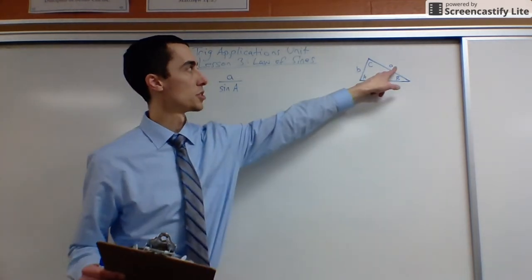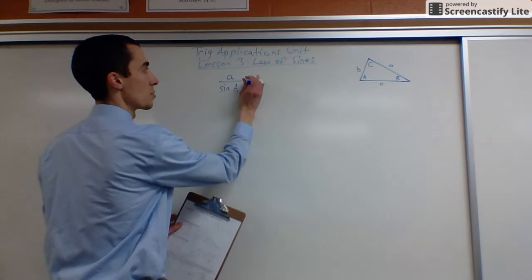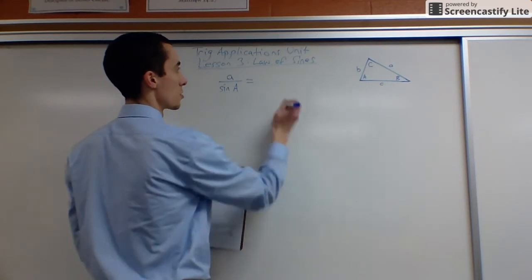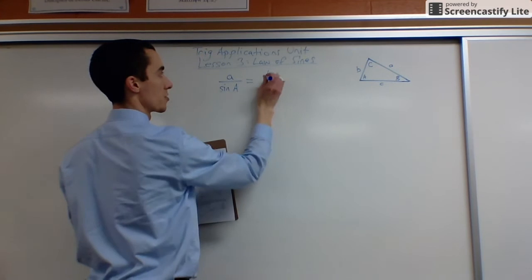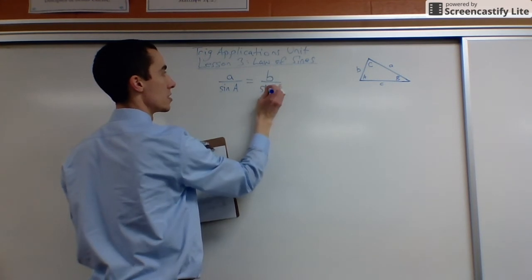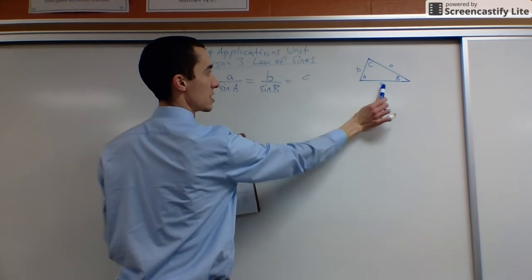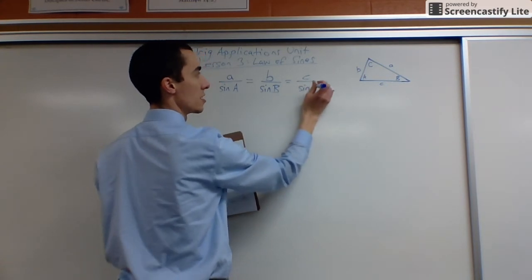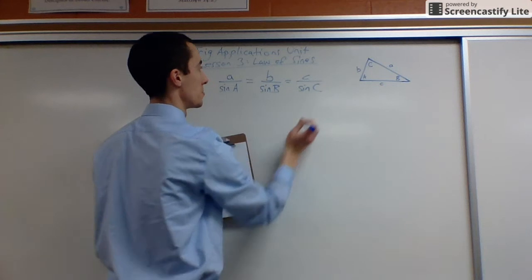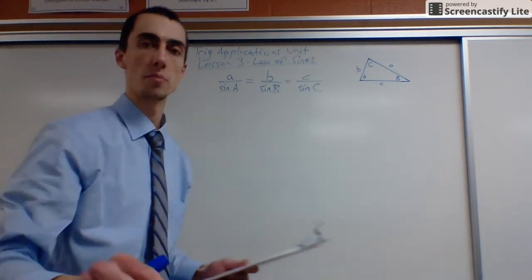So the ratio of this side to the sine of this angle is equal to the ratio of this side to the sine of the angle across from it. It's also equal to the ratio of side C to the sine of the angle across from it. So you can use this fact to solve the triangles in our problems today.